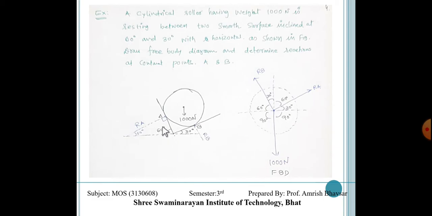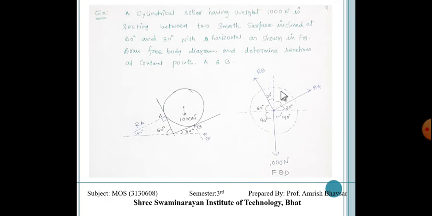Now the angle for this Ra, this is 60 degrees, and a reaction is always perpendicular, so it is 90 degrees. So this is 30 degrees with the horizontal, so Ra has 30 degrees with the horizontal. In the same way Rb passes through the center of the cylinder. So here it is 30 degrees, so it is 60 degrees. Now this is 60, so it is 30 degrees, it is 60 degrees.